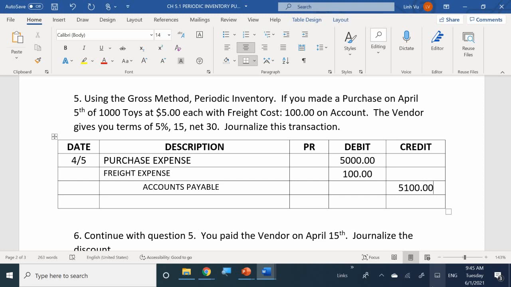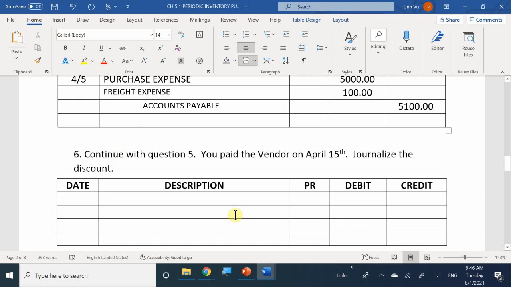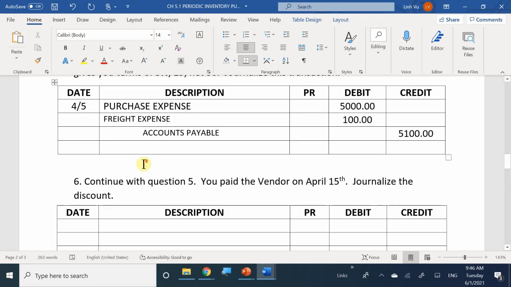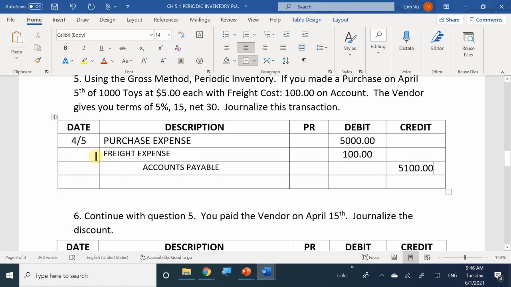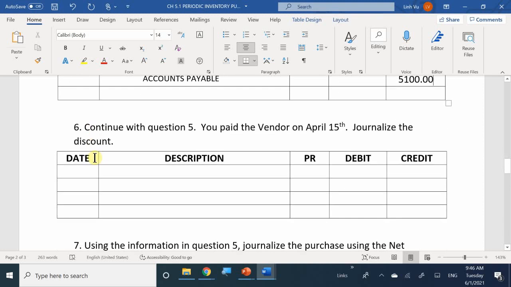Okay. So now continue with the question 5, all right? You decide to pay the vendor on April 15. Journalize this transaction. Let's take a look. Did I make the discount period or did I miss it? You made it. We made it, right? We bought it on April 5th. Now we're paying on April 15th. So now I'm recognizing that I'm making a payment to what I owe. So how am I going to reflect this discount?